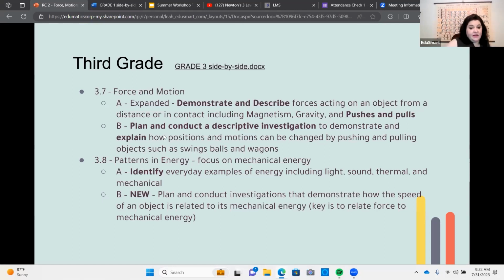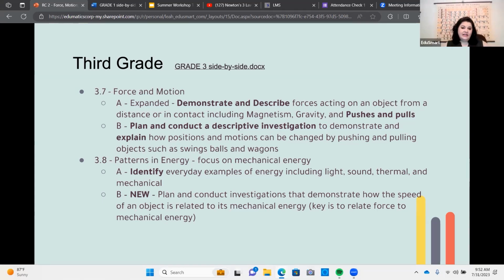Here again, they plan and conduct a descriptive investigation to demonstrate and explain how positions and motions can be changed by pushing and pulling objects such as swings, balls, and wagons. Not a huge difference here, except that they are expected to plan and conduct the descriptive investigation. So before it was kind of, I think it was like explain or just demonstrate. Now they have to actually carry out their own investigation.